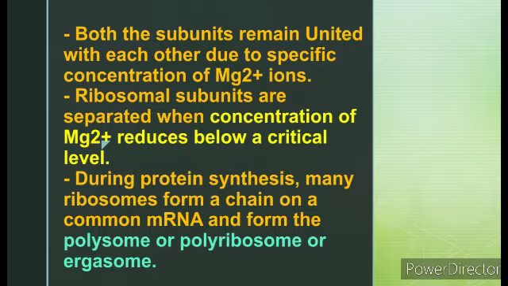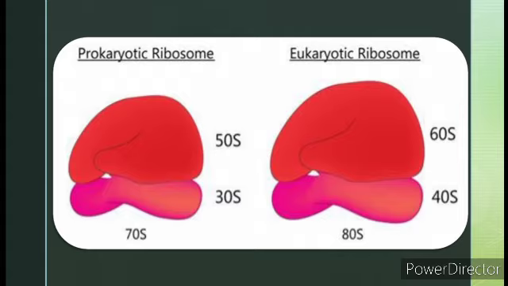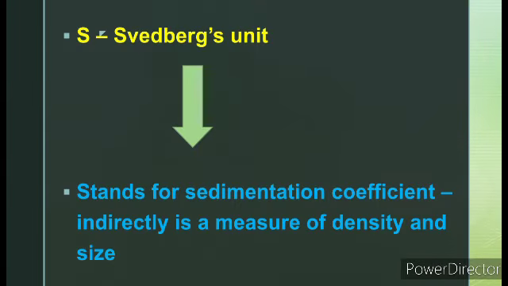During protein synthesis, many ribosomes form a chain on a common mRNA and form the polysome, polyribosome or ergosome. In prokaryotes, the ribosome present is the 70S ribosome, while in eukaryotes it is the 80S ribosome. What is S? S is Svedberg's unit, which stands for sedimentation coefficient, and is indirectly a measure of density and size.